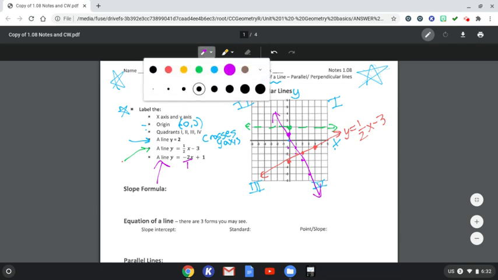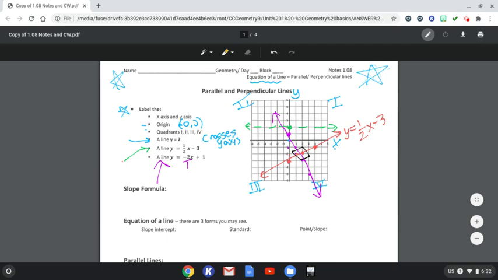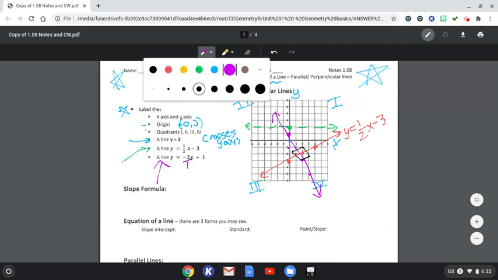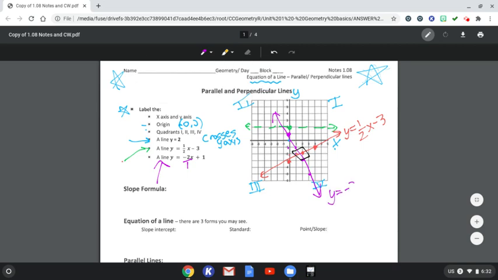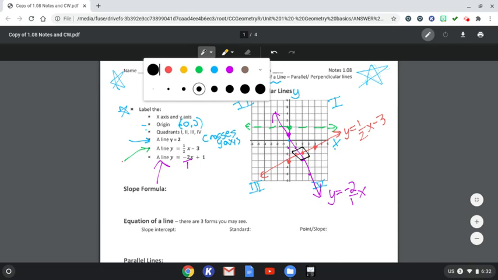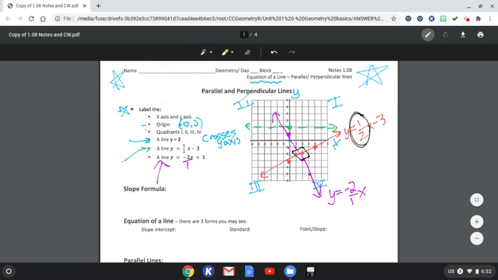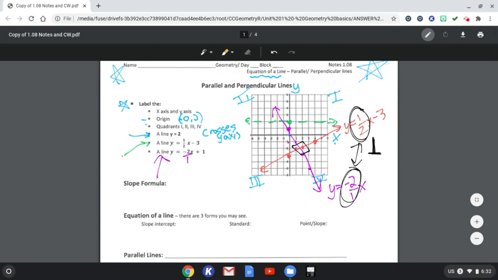There's something I want you to notice about the black line and the purple line, that they meet at right angles. So with those two slopes, we had y equals 1/2 x and y equals -2/1 x. Those two slopes are considered negative reciprocals. So these two lines are considered to be perpendicular. When you take a fraction, you flip and negate it, that's called a negative reciprocal.